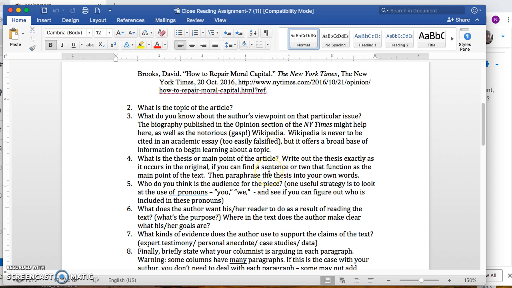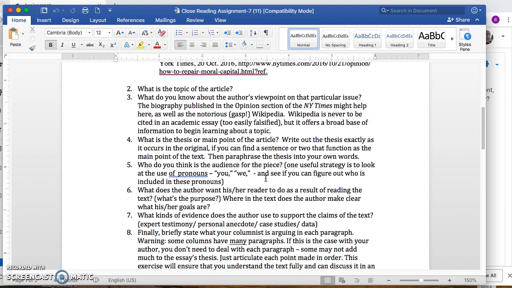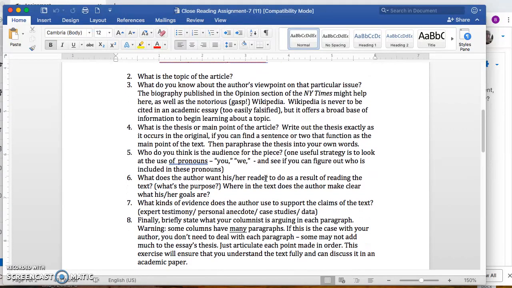I'm asking you for the thesis: to write a quotation of exactly what the thesis is, and then I want you to paraphrase it. Remember, we've talked about paraphrasing this week a lot. Who is the audience? This is published in the New York Times, so it's obviously an educated person who is concerned about the subject. But look to see if you can make it more precise.